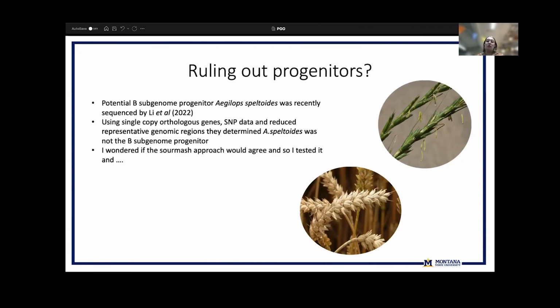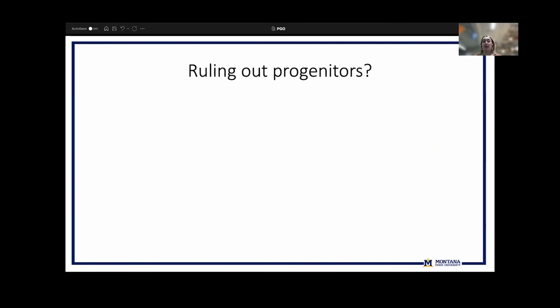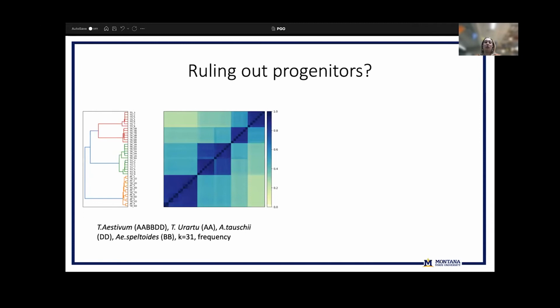I wondered if SOUR MASH would give me the same result, and so I ran it. And what I found is that largely I agree. Again, we're looking at the wheat genome with its progenitors here. Up here we have Aegilops speltoides and the B subgenome. And the one thing that draws my eye here is that they are showing a much lower relationship than we're seeing with the A subgenome and Triticum urartu and the D subgenome. So this is acting differently to the other subgenomes that we can see for wheat.